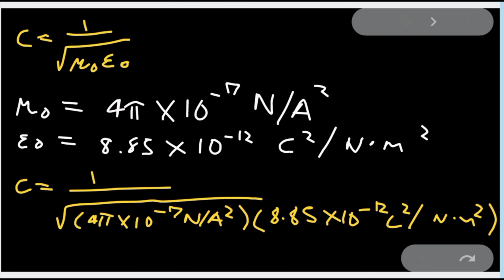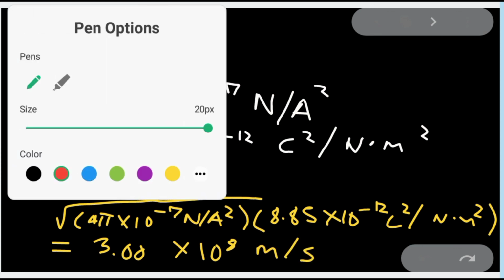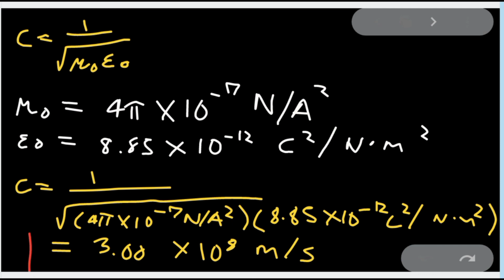And if we solve that using our calculator, we get this value. We have 3.00 times 10 raised to 8 meters per second. So this is the value of the speed of light.